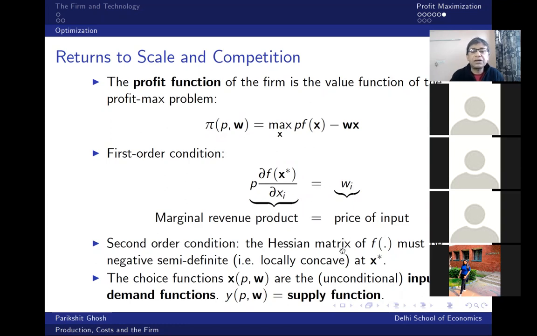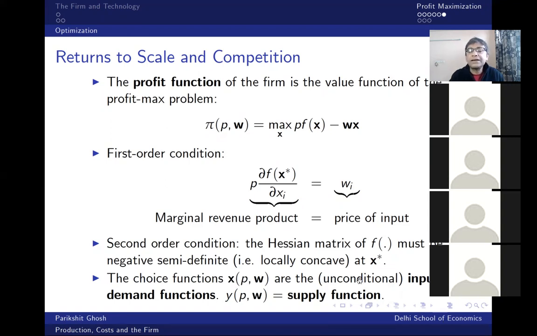What is the second order condition? It's a condition on the Hessian matrix. It has to be essentially locally concave, so its Hessian matrix should have the relevant property. Okay, moving on. Let's define these two functions. These are the choice functions of this profit maximization problem set up in a direct manner. So whatever is the optimum value of x, that gives us the input demand functions.